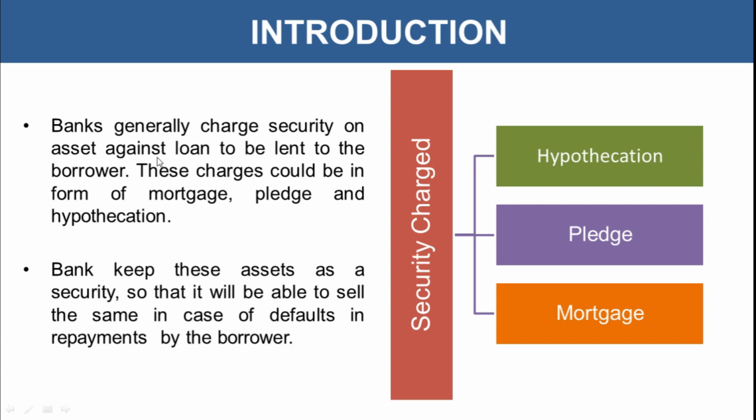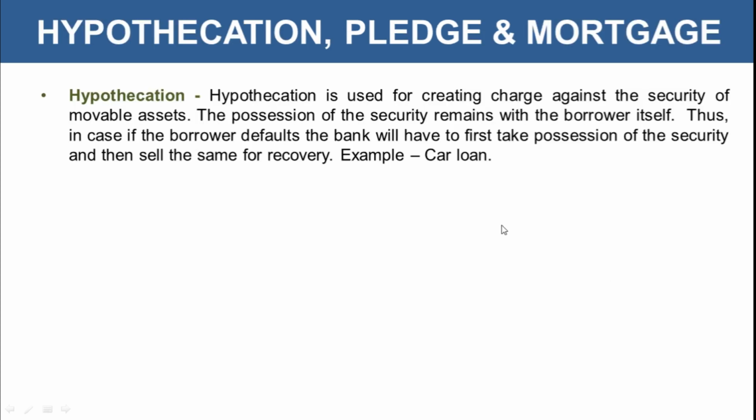So for that reason, you keep your asset as security to the bank to take the loan, and these securities could be created in the form of mortgage, pledge and hypothecation. We will learn the differences between these three and what exactly they mean. Banks keep these assets as security so that they can sell them in case you default in repayment. If you are not defaulting, the assets are safe, and with whom the possession lies depends on the type of charge created: hypothecation, pledge or mortgage. So let's see what exactly these three mean.